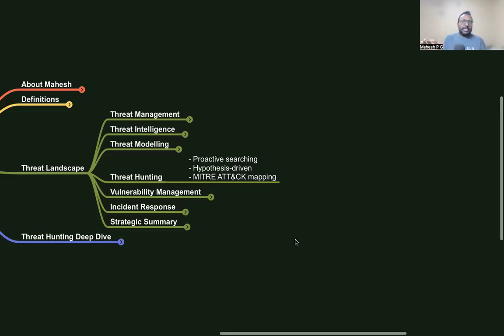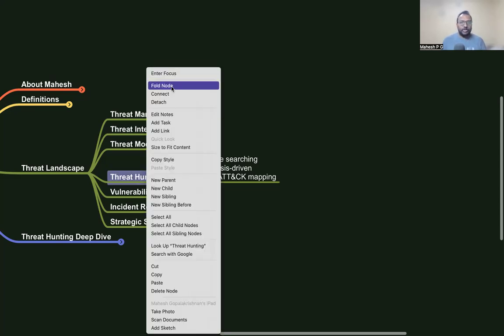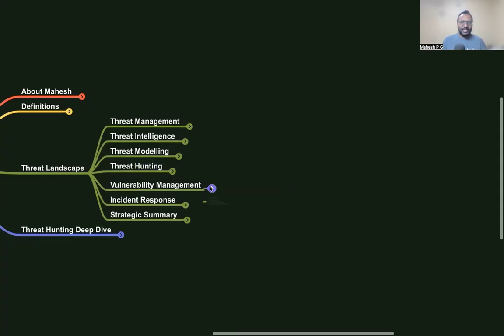What is the goal of an attack? The techniques, how the attack is going to happen, and the procedures, what is the behavior of the attacker. So techniques and procedures, we can map these things and do proactive hunting to identify any threats in the organization. That is all about threat hunting. We will go a little deeper on that.